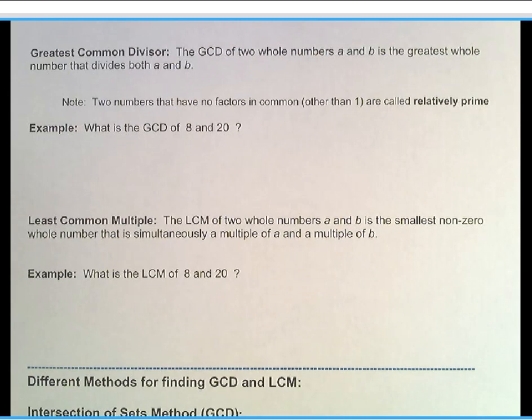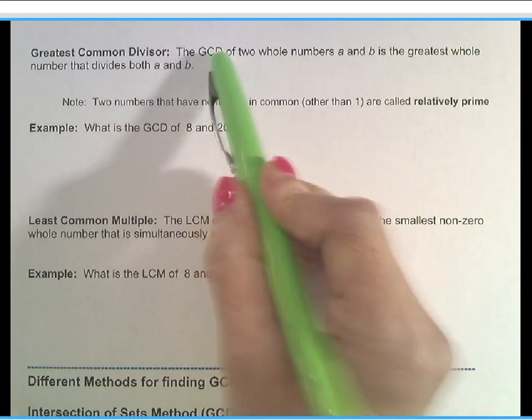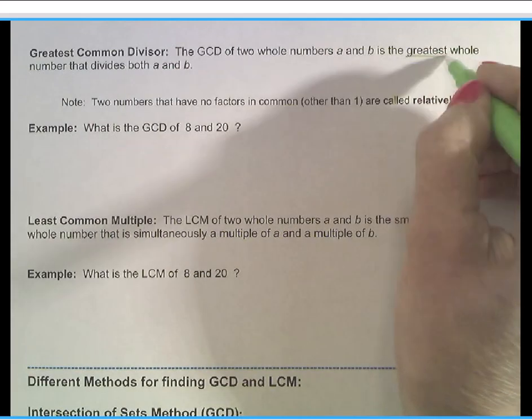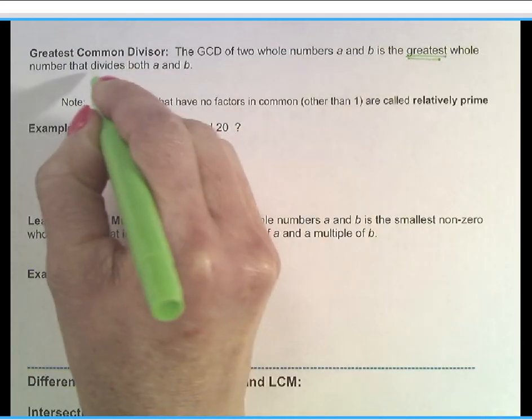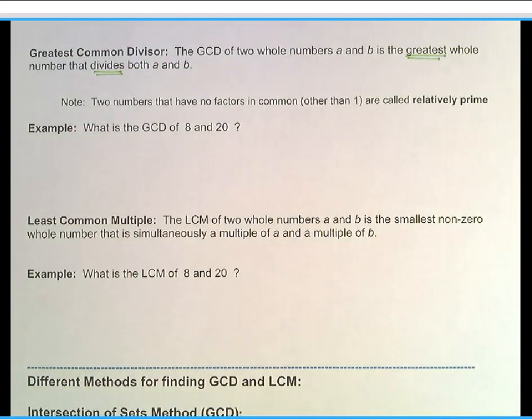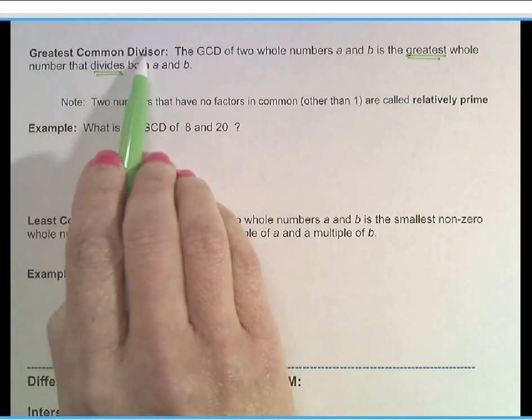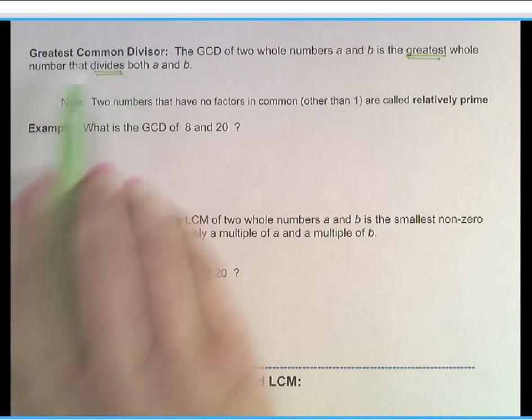This next section is going to cover two main topics, and those two big topics are greatest common divisor and least common multiple. So let's define those so we'll know what they're talking about. The greatest common divisor, we abbreviate that GCD, makes it easier to say. The GCD of two whole numbers A and B is the greatest, the largest whole number that divides both A and B. So it's the biggest number that's a divisor of both. It's got to be common to both.